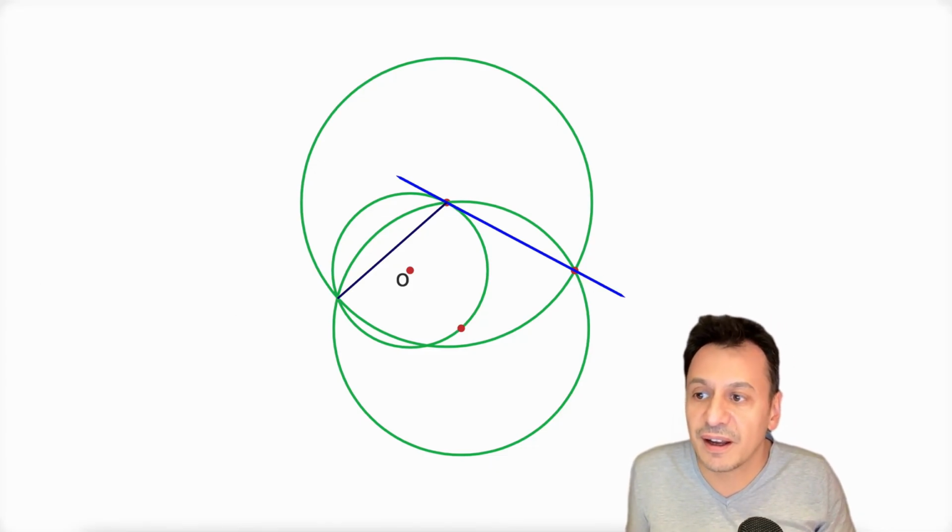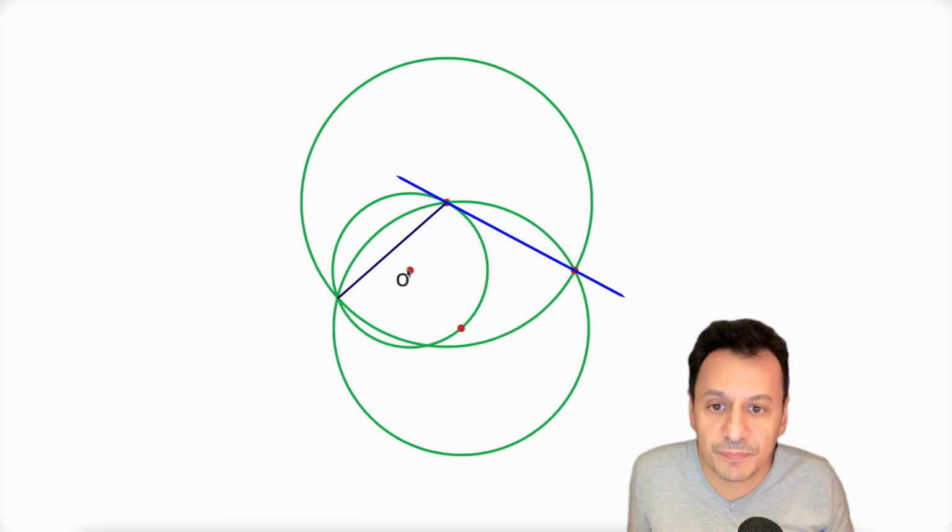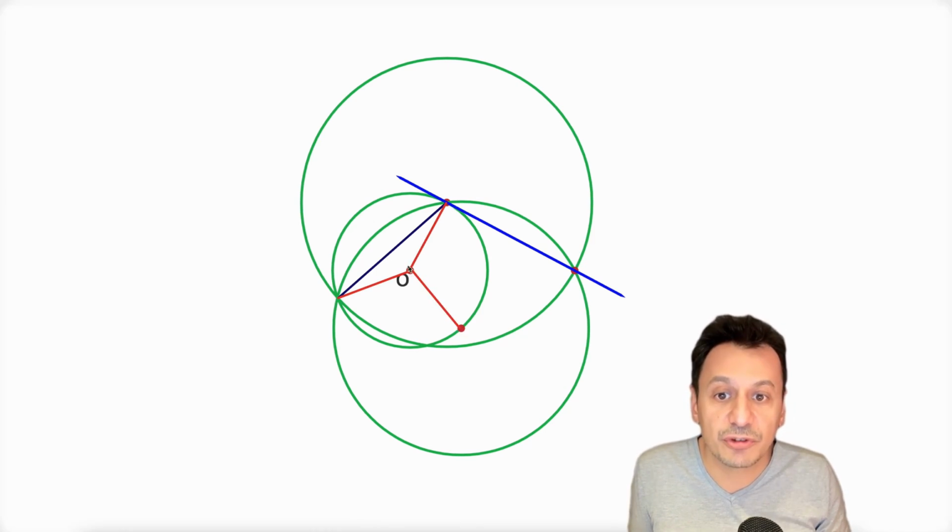Now let's draw the radii of our circle centered at O. I'm going to draw one here. I'm drawing the intersection points. I'm going to draw one here as well. And let's draw one to the center of the other circle. I've drawn these radii as well.